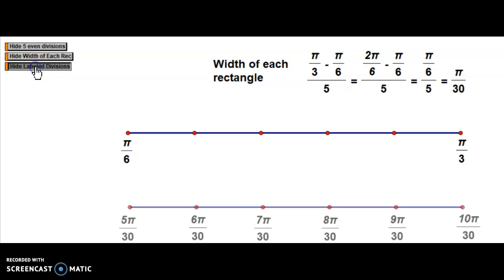What does that look like? Well, it makes more sense when you get common denominators. Pi over 6 is 5 pi over 30, and a pi over 30 distance away from 5 pi over 30 is 6 pi over 30, then 7 pi over 30, 8 pi over 30, 9 pi over 30, 10 pi over 30, which happens to be our ending point at pi over 3. So there's our 5 even subdivisions, right?